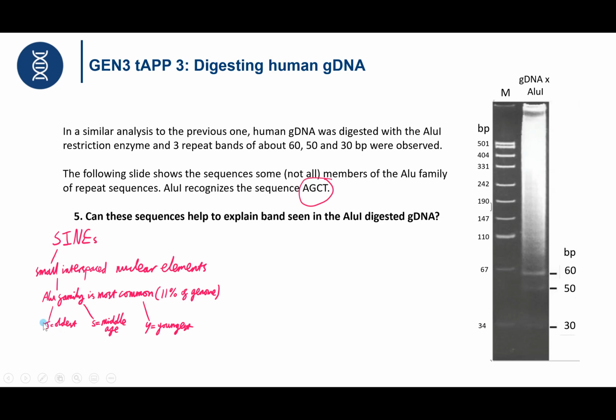So you've got the J type, and these are the oldest sequences. Then you've got the S type, which are middle age, and then the Y type, which are the youngest sequences. So we know that these Alu repeated sequences will have a lot of AGCT. That means that whenever this restriction enzyme comes across an Alu sequence, it will cleave it, because it will have this AGCT sequence.